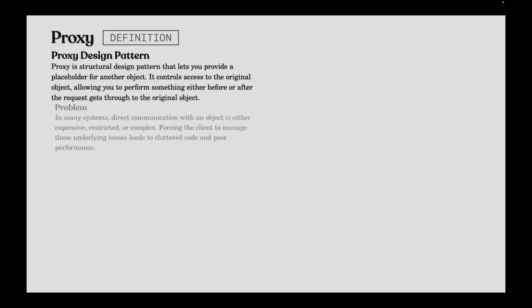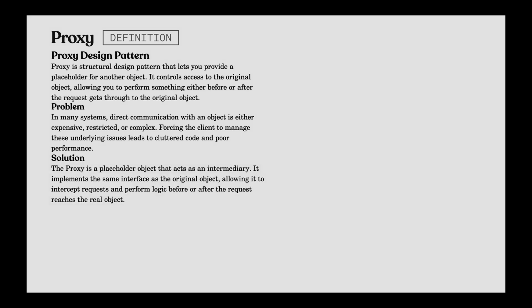Today we are talking about the proxy design pattern. The proxy pattern provides a placeholder for another object in order to control access to it. Instead of interacting directly with the real object, we interact with the proxy that wraps it. Importantly, the proxy implements the same interface as the real object. So, from the client's perspective, nothing changes.